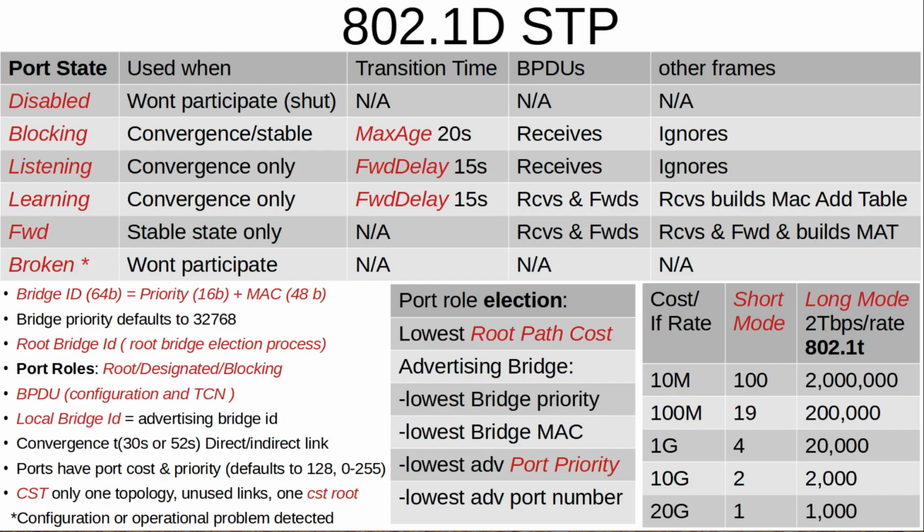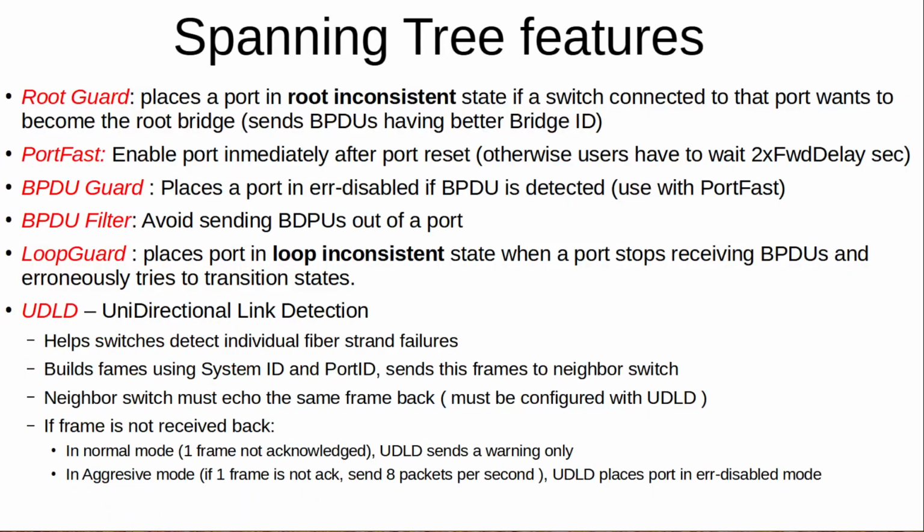Ports also have a priority, which defaults to 128. A spanning tree protocol uses only one topology, known as the common spanning tree, and it will only have one root bridge, which is known as the common spanning tree root. Remember the spanning tree features like root guard that will place a port in root inconsistent state.